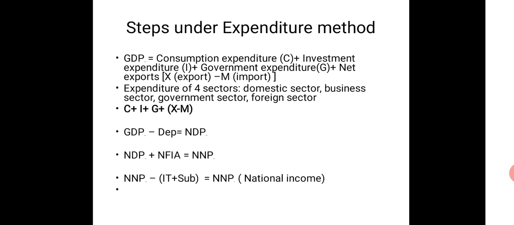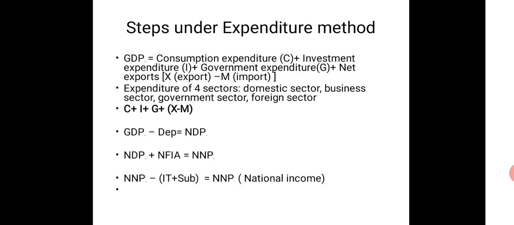Okay, so here also it's same like that of the product method. We start with GDP-MP. Even though I have not mentioned it in the slide, GDP-MP is what we are starting with. How do we get GDP-MP? Expenditure of different sectors. There are 4 sectors, as we know: domestic sector, business sector, government sector, and foreign sector. Each sector's consumption is what we take.